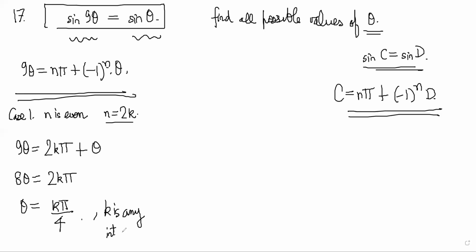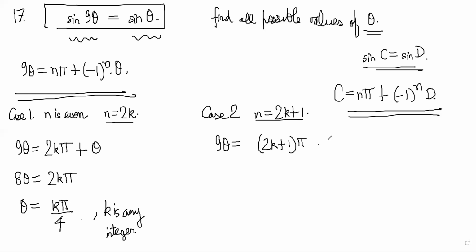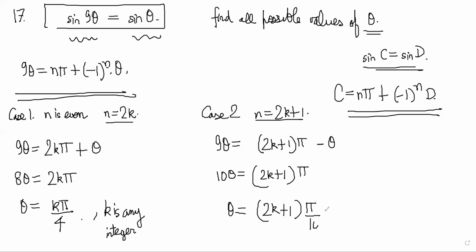So this is one set of values that I'm getting, and I will do case 2, where n is equal to 2k plus 1. Basically, it is odd now. You'll get 9 theta is equal to (2k plus 1) pi minus theta in this case. So you'll get 10 theta is equal to (2k plus 1) pi, so theta is (2k plus 1) pi by 10, where k is any integer.